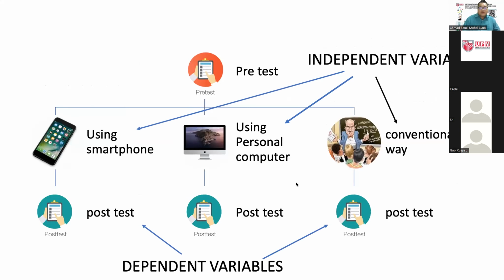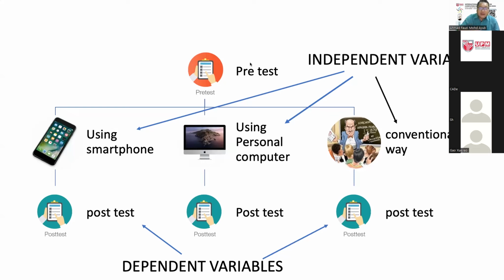Okay. So let's say we have these examples for the experimental design. Just now, maybe we had three groups. The two groups using a smartphone and using personal computers we can call the intervention group, or treatment group. And the conventional way of teaching we can call the control group. We want to know which of these three modes of learning affects their performance. In this case, we have the post-test as the dependent variable. And we control the external variable by using a pre-test. At the end of the analysis, we will use this pre-test as the covariate when you do the ANCOVA analysis.